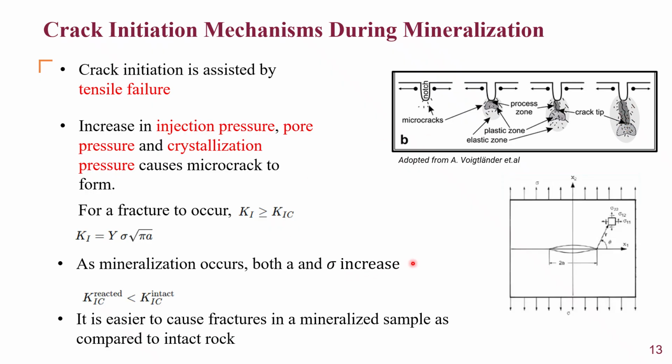So as mineralization increases and both your microcrack length and your tension stresses are increasing, your reacted K1C would definitely be less than your intact K1C of the rock that has not been reacted, which means that it is easier to cause fractures in a mineralized sample as compared to the intact rock.